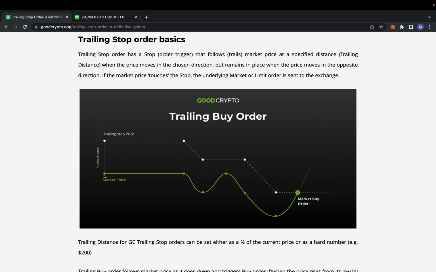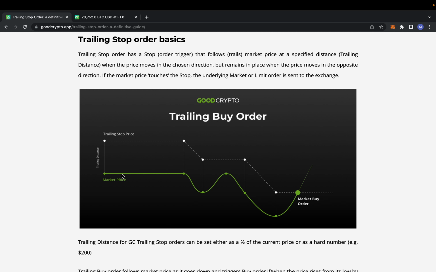And we're now right here. So at this point in time, the market price is here. You send a trailing buy order. You choose some trailing distance. It's defined here. And when you send the order, the trigger is here. So this line denotes the order trigger. So the price is here, and your order trigger is here.